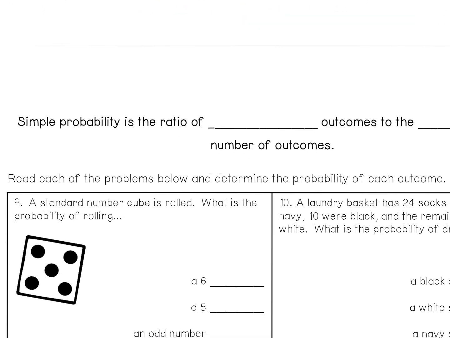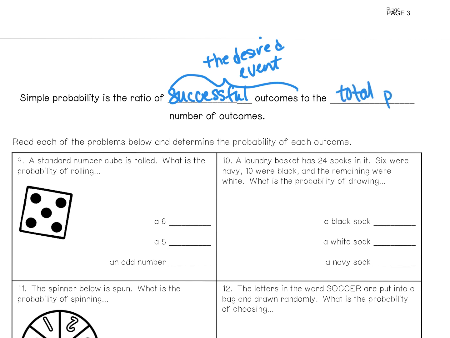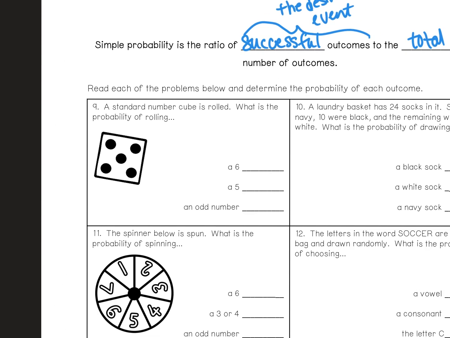All right? Simple probability is the ratio of successful outcomes, in other words, the one you're looking for, the desired event, and that's compared to the total possible number of outcomes, all that are possible. And we write it as a fraction.